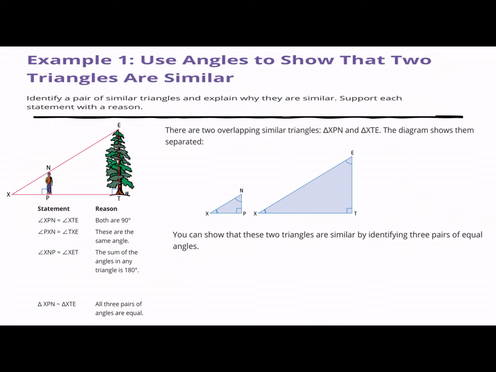So let's see what the textbook says. Both of those are the same 90 degrees. The two X's are the same angle. The sum of the angles in any triangle is 180, therefore the two top ones are the same, and therefore all three are equal. So you can show that these two triangles are similar by identifying three pairs of equal angles. Therefore, triangle XPN and triangle XTE, all three pairs are equal, therefore they are similar.